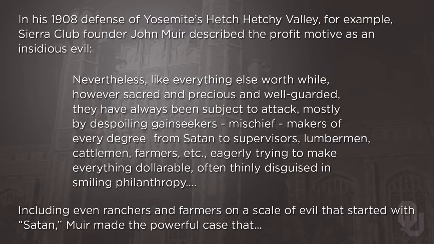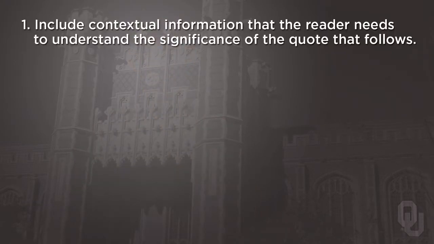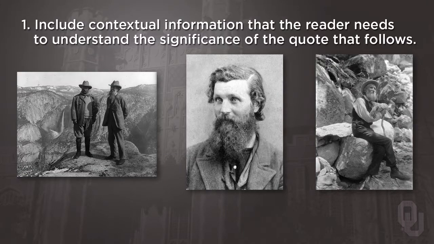In our case, for example, the writer noted that John Muir was the founder of the Sierra Club, that this article was written in 1908, and that the motivation for writing the article was the damming of the Hetch Hetchy Valley in Yosemite National Park. And there's no hard and fast rule about how much context you should add, but just bear in mind these principles. 1. Include contextual information that the reader needs to understand the significance of the quote that follows. In this case, for example, the fact that John Muir was the founder of the Sierra Club is vital for understanding his importance as a representative of the environmentalist movement at this time.